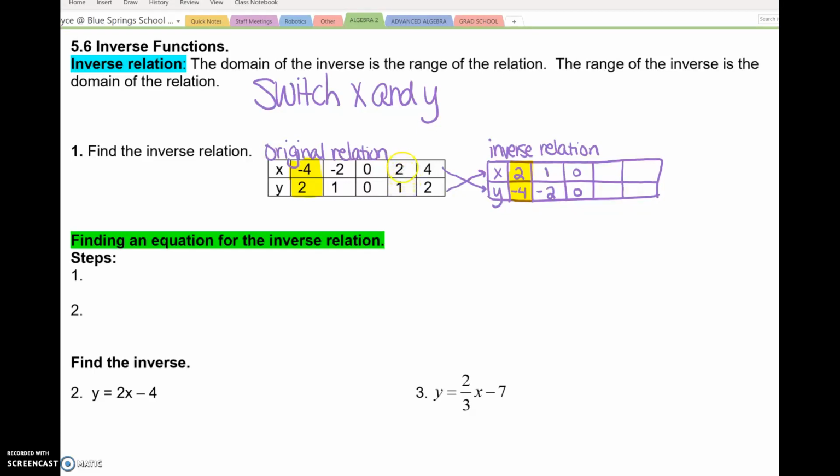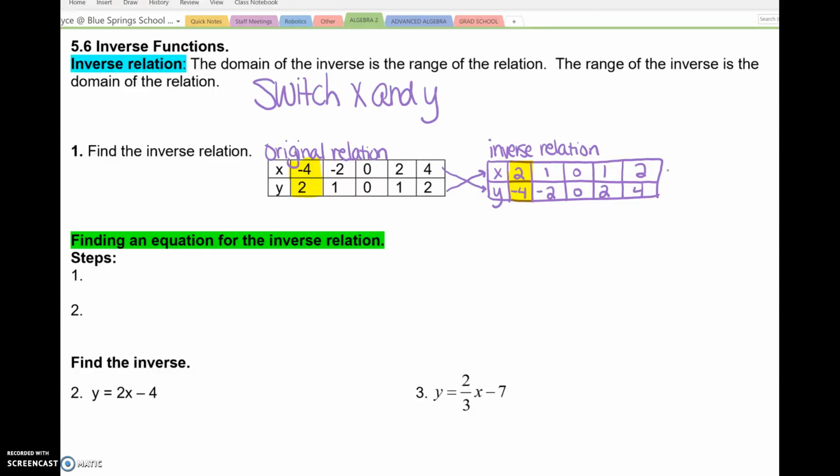Our next point from the original relation is 2, 1. Our new point would be 1, 2. Our last point was 4, 2, so in the inverse it will be 2, 4. So remember, the inverse, you switch the x and the y from the original. If you're looking at a table of values, the x's from the original become the y's in the inverse. The y's from the original become the x's in the inverse.